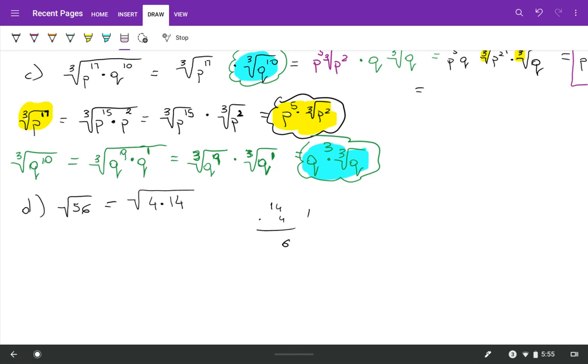Okay, just double check. Now why do we pick the first number 4? Because we know what the square root of 4 is. The square root of 4 times the square root of 14. So the square root of 4 is 2. Square root of 14 we cannot simplify, so that will be our simplest form.